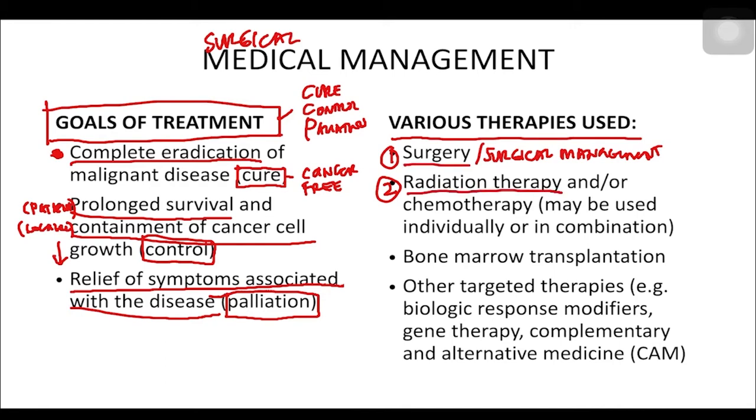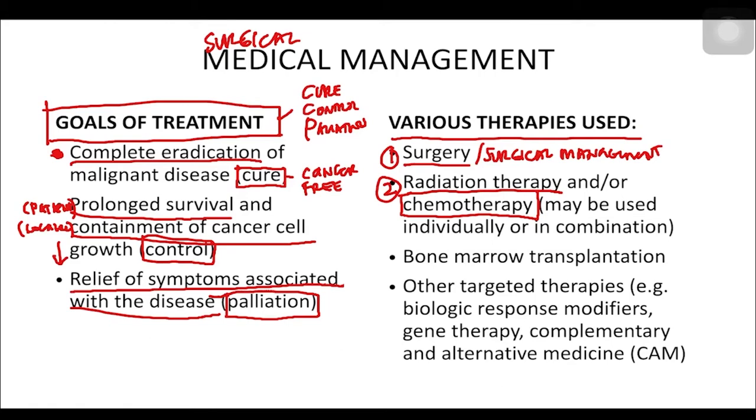Okay? So, second one is your radiation therapy, also known as your chemotherapy. It may be used individually or in combination. So, I won't be focusing more on this, kasi this would be discussed in your pharmacology. But usually, chemotherapy, the goal for it is for your cure. It eradicates the malignant cells. But as radiation therapy and chemotherapy goes, syempre, it would also affect your good cells. Therefore, it also has side effects or signs and symptoms that would be discussed later down the line of our management.